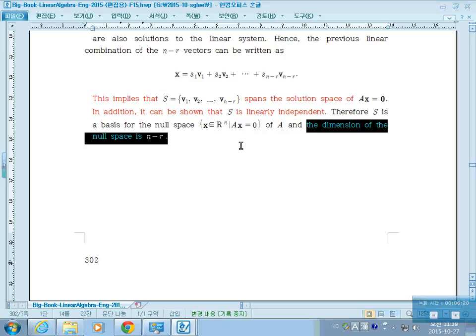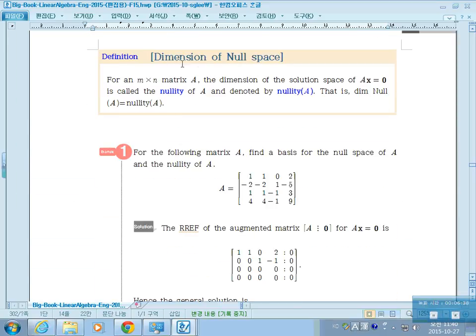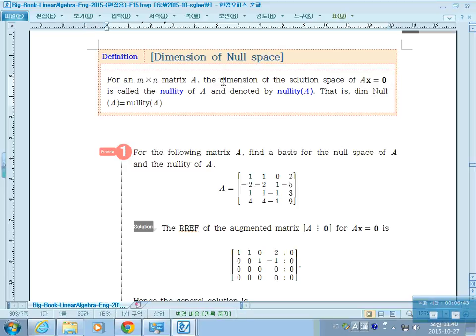And the dimension of the null space is what? n minus r. r was the rank of the matrix, and n minus r is the dimension of the solution space. Rank and solution space have a very close relationship. Here is the definition for the dimension of a null space. For an n by n matrix A, the dimension of the solution space of Ax equals 0 is called the nullity of A, and we write nullity of A like this. That is, the dimension of the null space of A is the same as the nullity of A.